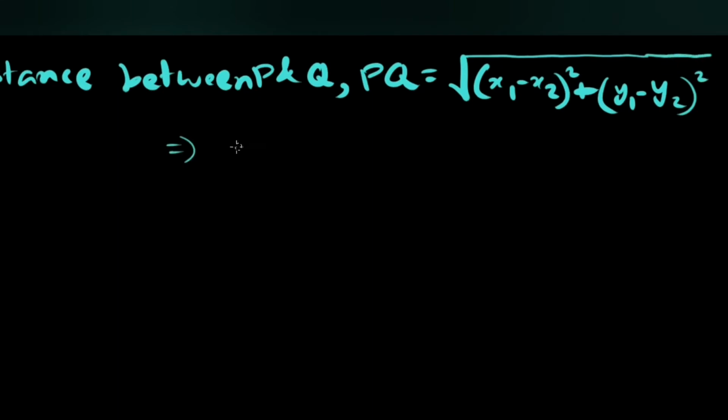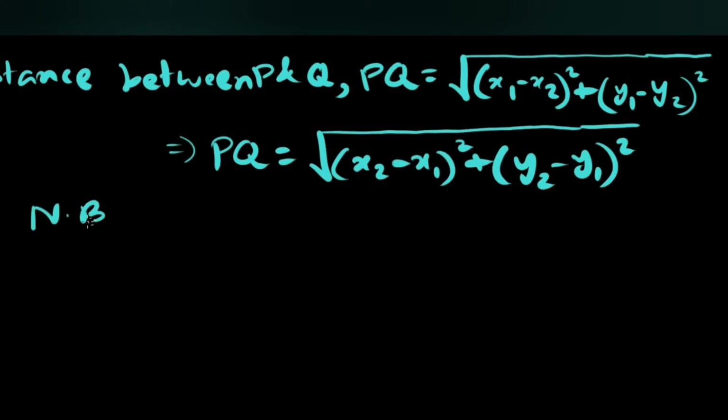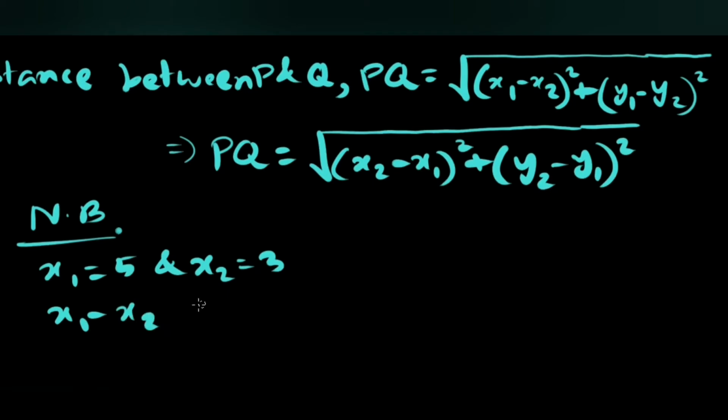The same formula we can write this way also: the square root of x2 minus x1 whole square plus y2 minus y1 whole square. So what is the difference between these two formulas? Actually there is no difference, because think x1 is 5 and x2 is 3. Determine the difference of x1 and x2. It will be 5 minus 3, and the result will be 2.